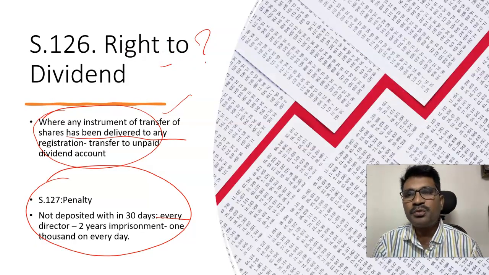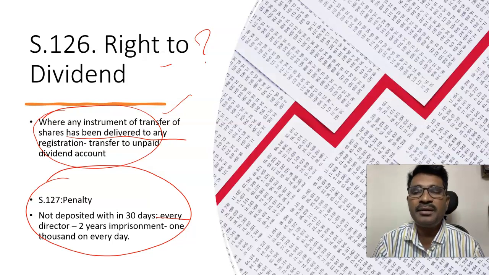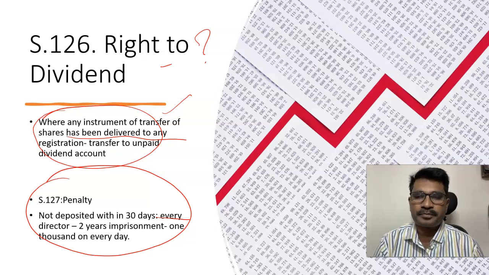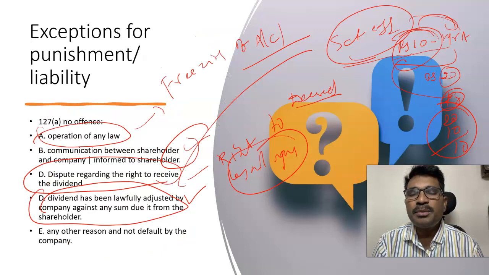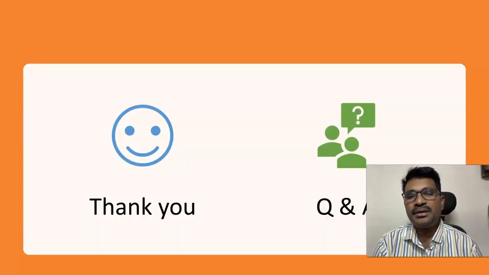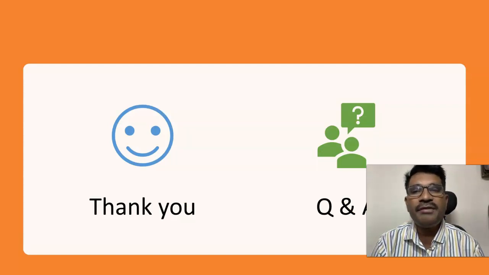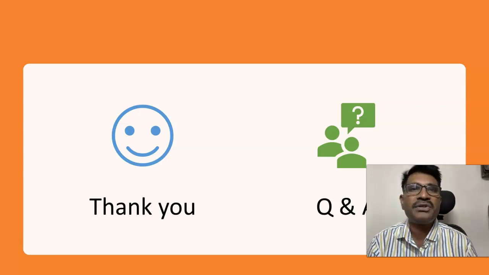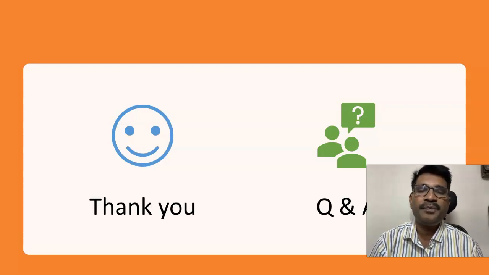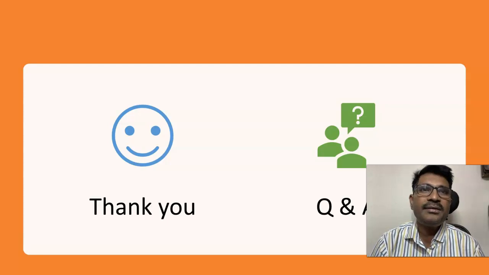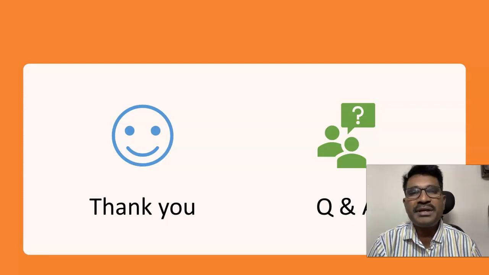And sections 126 and 127, the penalty and the exception to the penalty and the exception to the liabilities. So I hope you have understood the very basics of the law on dividend, right? These are very basic provisions on the law on dividend. If you have any clarifications, you can write them in the chat box.